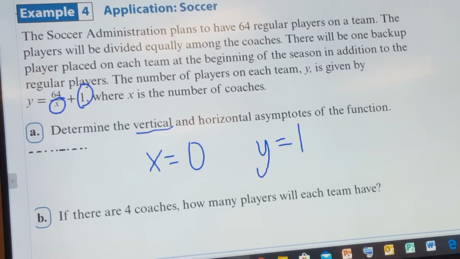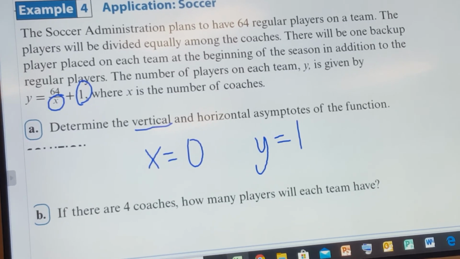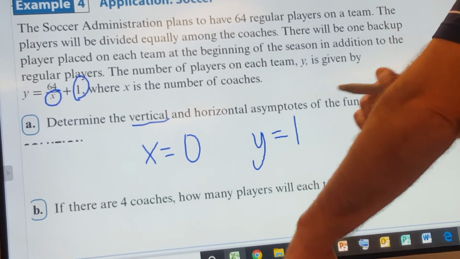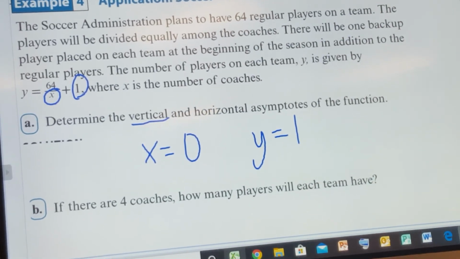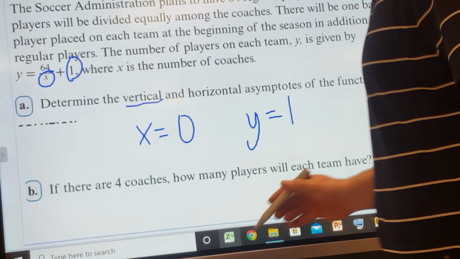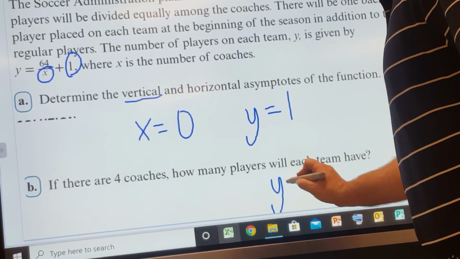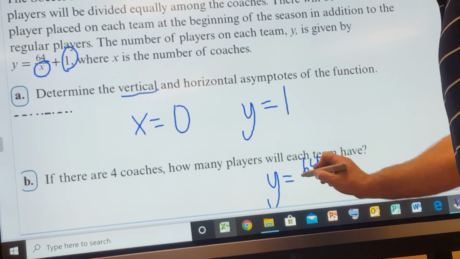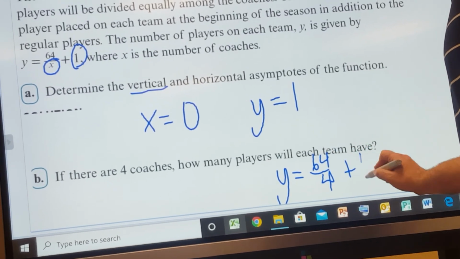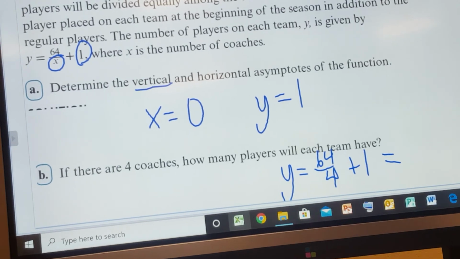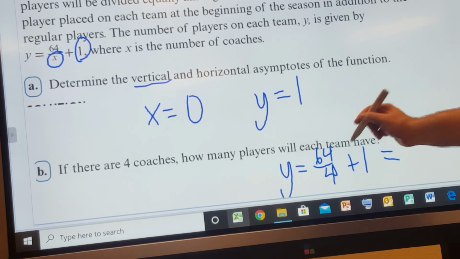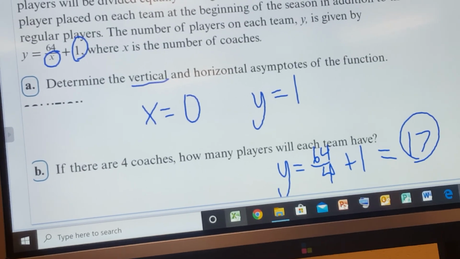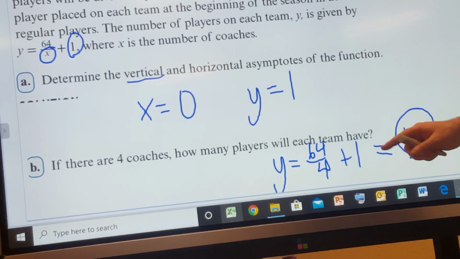Then letter B says, if there are 4 coaches, how many players will each team have? Once again, we look back here. X is the number of coaches. So all we do is put that number 4 into x. So we'd have 64 over 4, plus 1. We work that out. 64 divided by 4 is 16, plus 1 is 17. So if we had 4 coaches, we're going to have 17 players on each team.